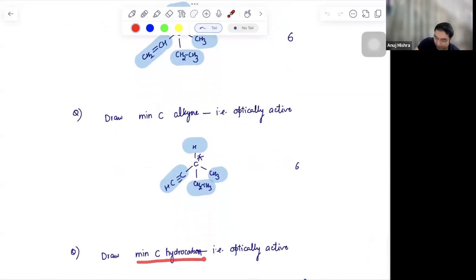Minimum carbon hydrocarbon that is optically active. Now this time I'm writing hydrocarbon. I have given you full choice. You can draw alkane, you can draw alkene, you can draw alkyne, you can draw a mix of it. The only condition I'm worried about is that it should be a hydrocarbon, and that too optically active. Take your time and do it.